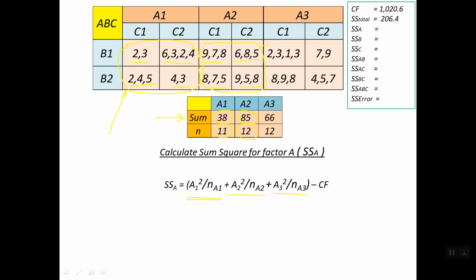For A3, the summation of A3 is the summation of all of these observations, which is simply equal to 66. And regarding n for A3, we have here 4, 4 and 2 is 6, 6 and 3 is 9, 9 and 3 is 12. So for A3, we have 66, and we have small n equal to 12.